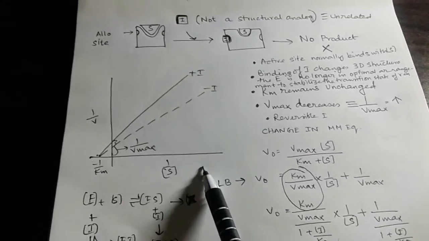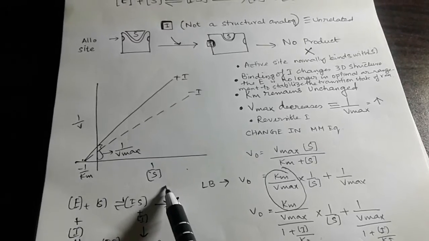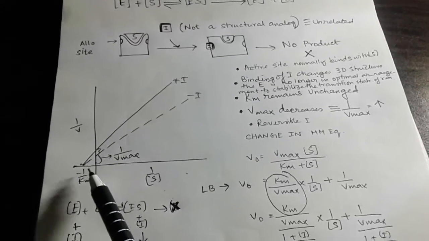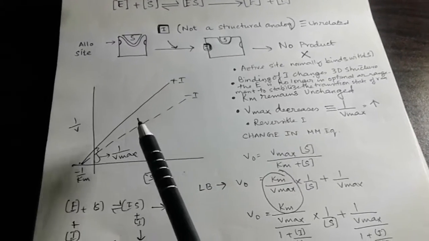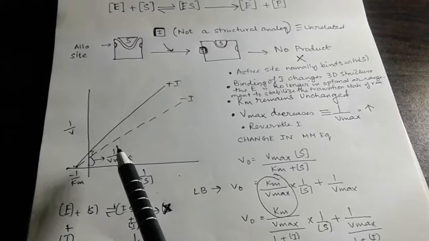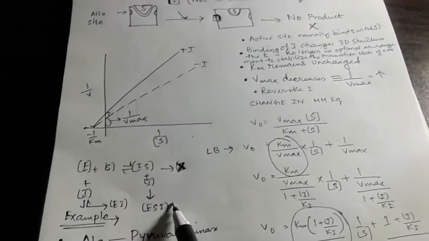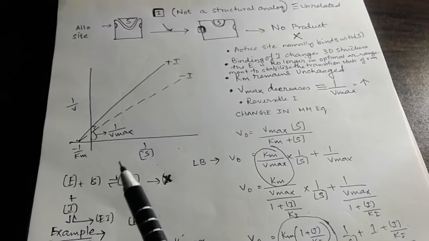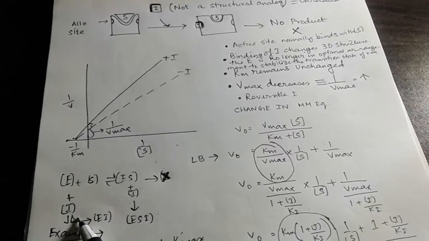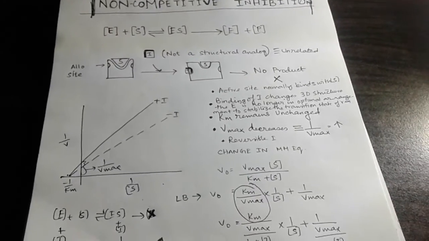Now coming to the graph, 1 by V is plotted in the y-axis and 1 by S is plotted in the x-axis. Now we can see from the graph itself that there is no change in Km, but the Vmax decreases and the 1 by Vmax increases in this case. The inhibitor can bind both with the free enzyme and with the enzyme substrate complex. This is the unique feature of this kind of inhibition.